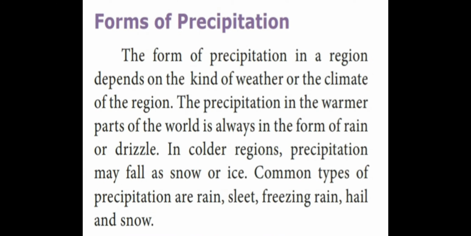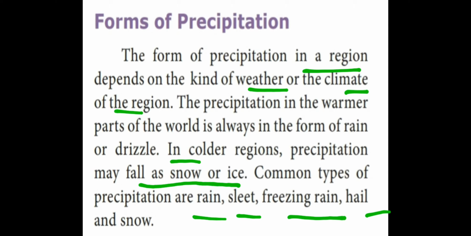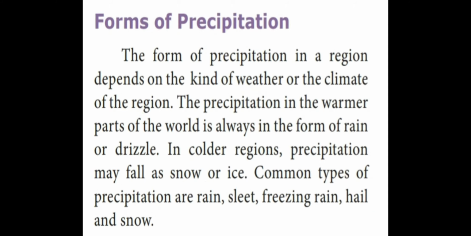Forms of precipitation. The form of precipitation in a region depends on the kind of weather or climate of the region. The precipitation in the warmer parts of the world is always in the form of rain or drizzle. In colder regions, precipitation may fall as snow or ice. Common types of precipitation are rain, sleet, freezing rain, hail and snow. We will see what they are.